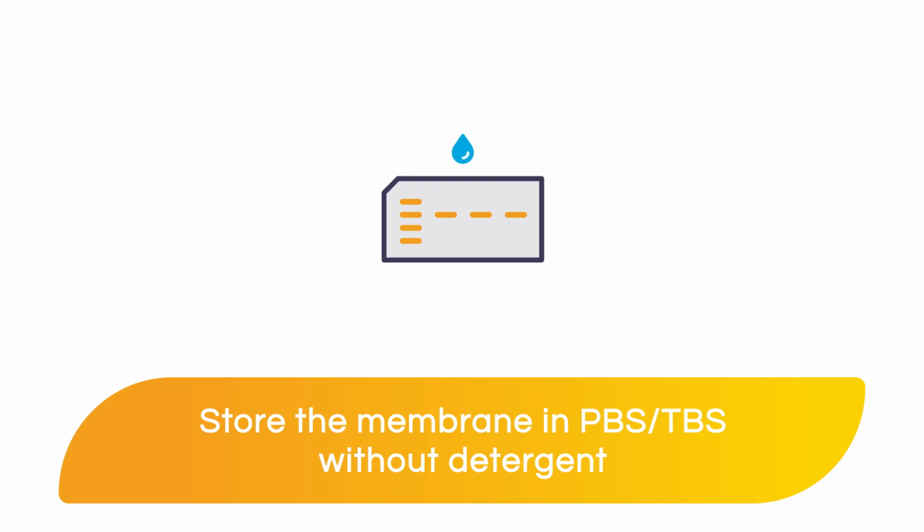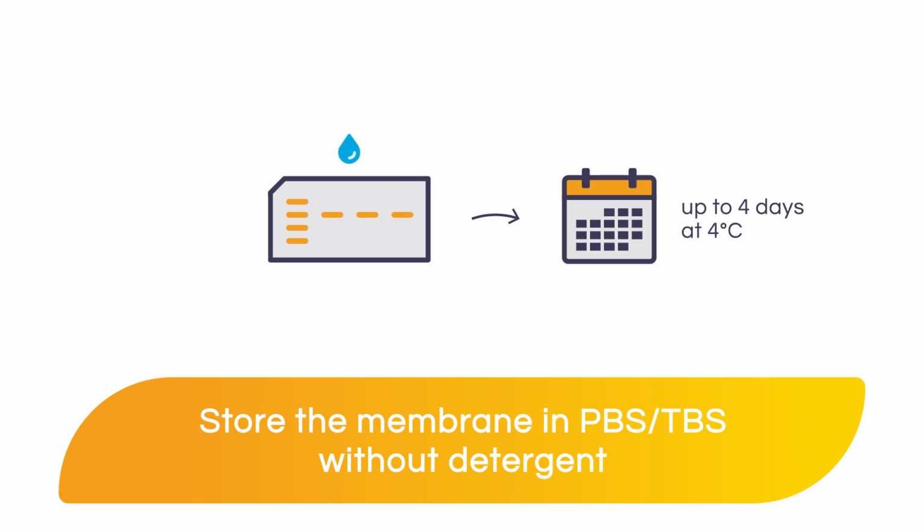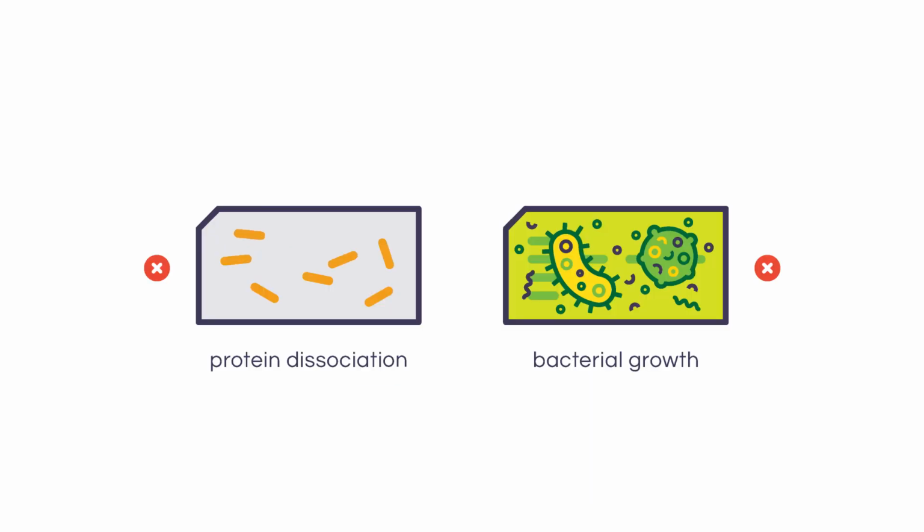After acquiring your image, you can store your membrane for the short term in either PBS or TBS without detergent for up to 4 days at 4 degrees Celsius. You should not store your membranes any longer than 4 days, as you can see dissociation of the proteins from your membrane, and eventually you'll have fungal and bacterial growth.